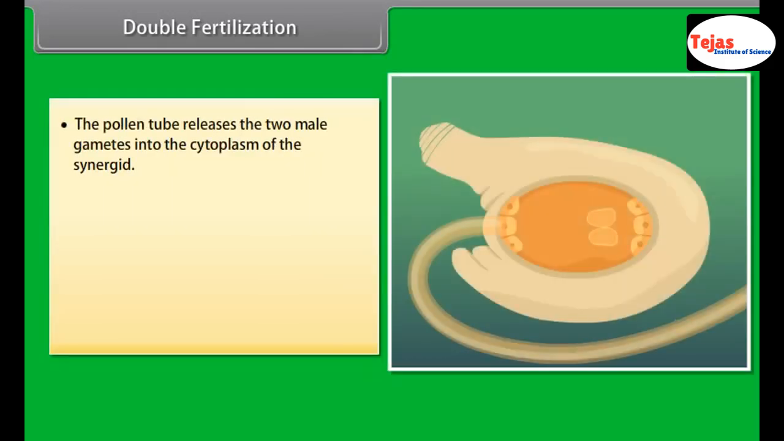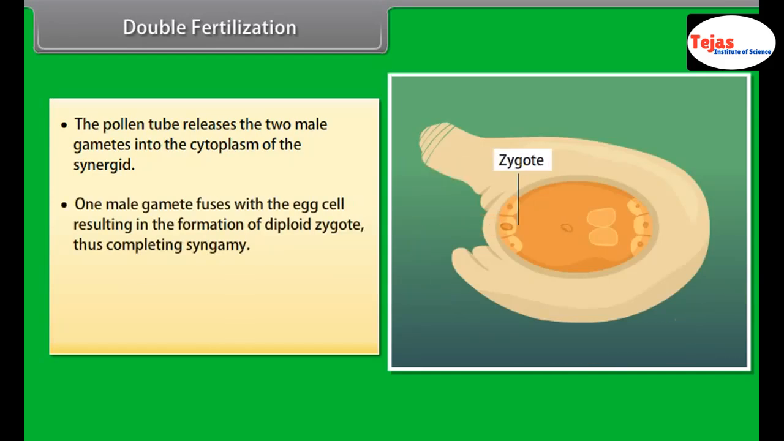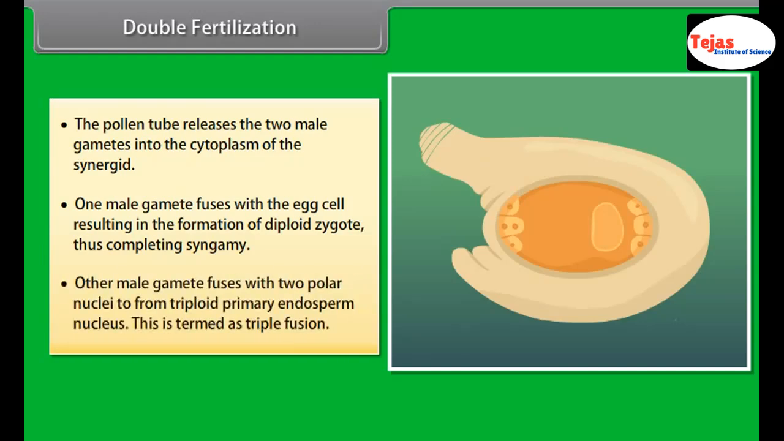Double fertilization. The pollen tube releases the 2 male gametes into the cytoplasm of the synergid. One male gamete fuses with the egg cell, resulting in the formation of a diploid zygote, thus completing syngamy. The other male gamete fuses with 2 polar nuclei to form a triploid primary endosperm nucleus. This is termed triple fusion.